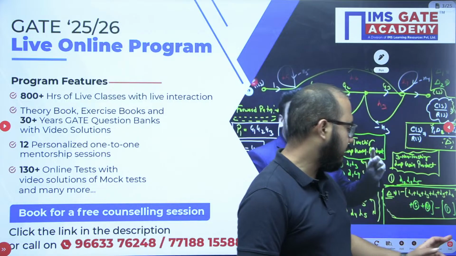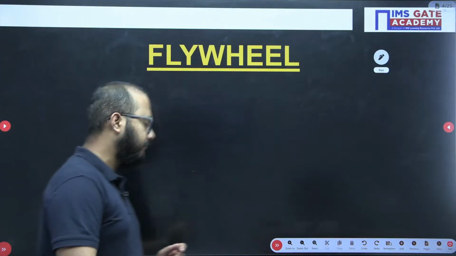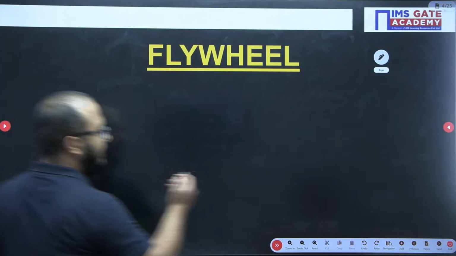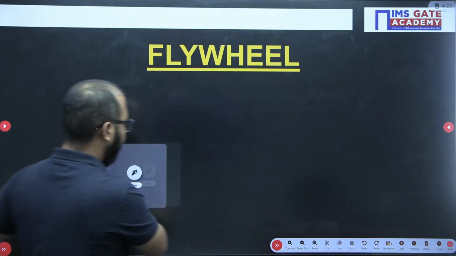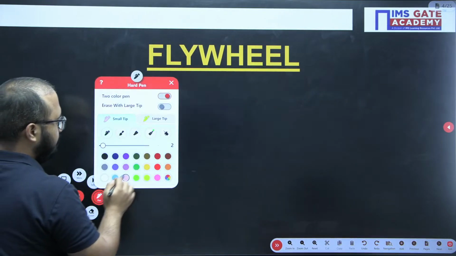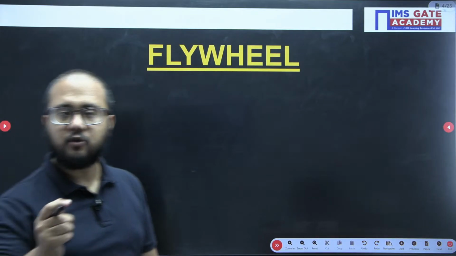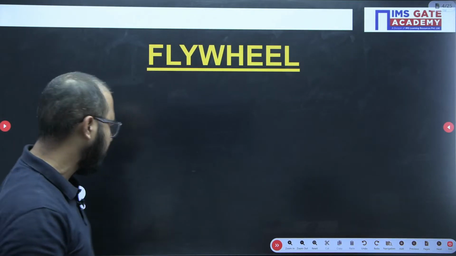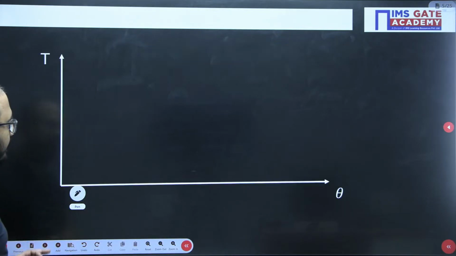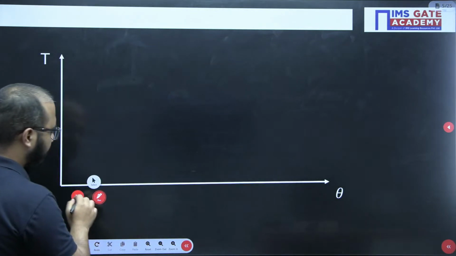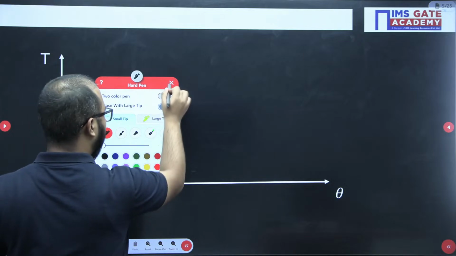So now let's get started with the flywheel topic. I already discussed the basics part in the last session. So as I told you, there will be fluctuations. Now let me tell you about the fluctuations part in the 4-stroke engine. This thing we have already discussed.